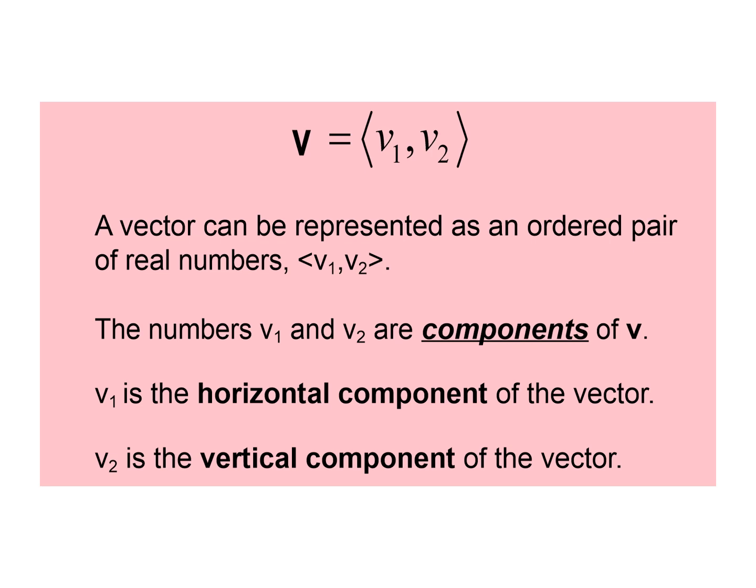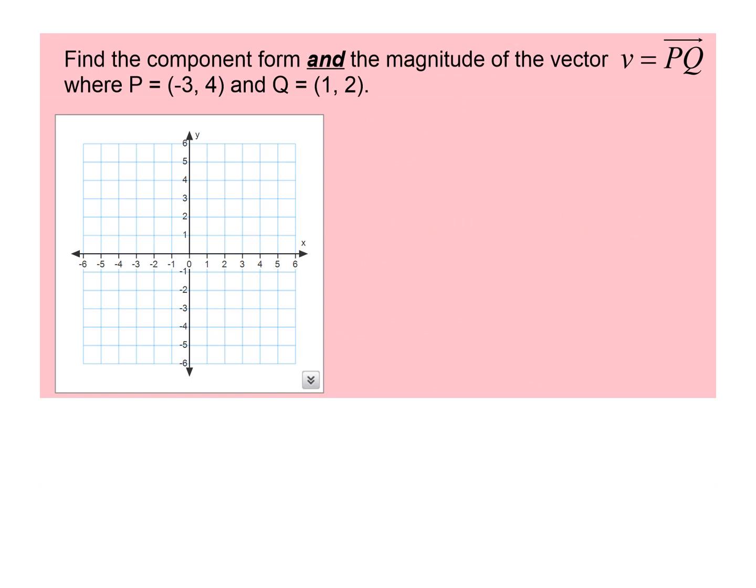Okay, moving on. So this is find the component form and the magnitude of vector PQ, where P is the point -3, 4, and Q is the point 1, 2. So we're going to start off plotting the initial point, which would be P. So -3, 4. Let's get my pen turned on. So there's the initial point. And then the terminal point, so where the vector is going to end, is 1, 2. Then when we draw the vector in, we do use an arrow because that shows me which of the 2 points is the terminal point.